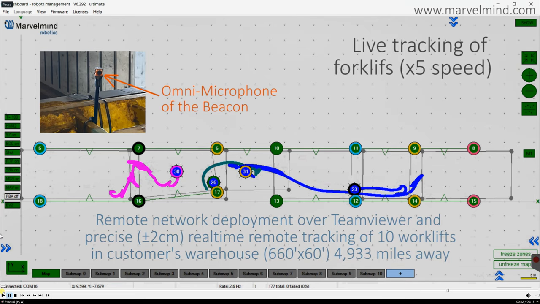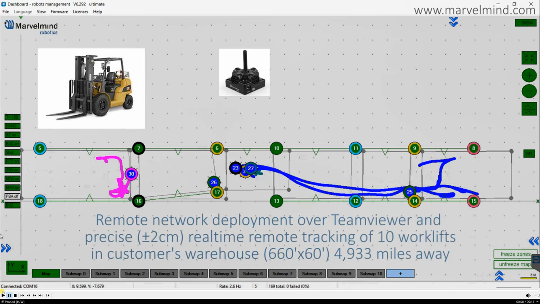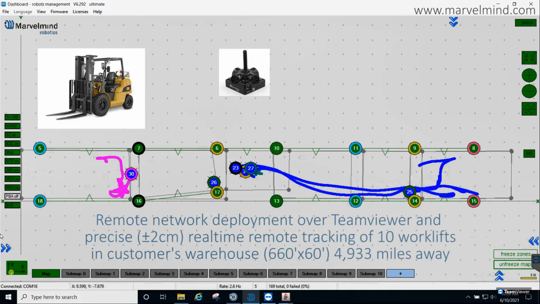Hello colleagues, let's talk today about tracking of forklifts in a warehouse. This is a very typical task and we have been approached many times with this, so let's discuss in detail how it could be done or how it is done. Now, first of all, what's the task?